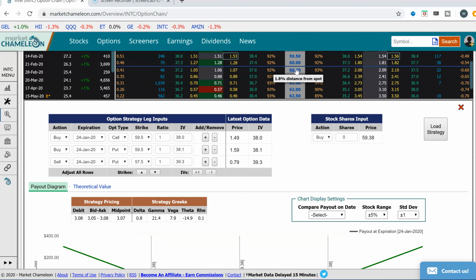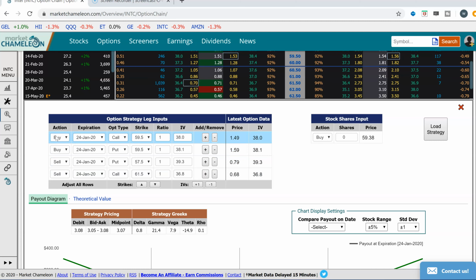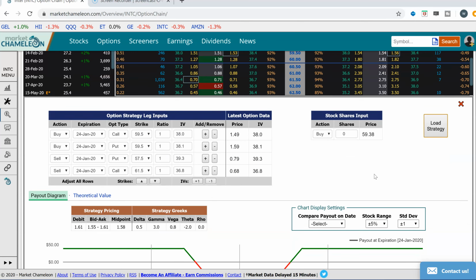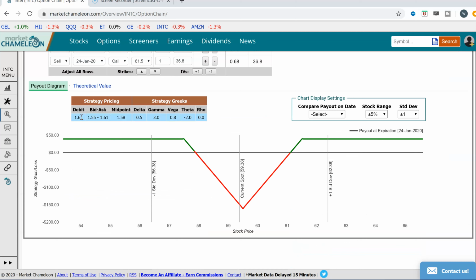And I'm going to do the same thing with the call. I'm going to go to the 61.5 call. I'm going to sell this call, bring in 70 cents. So you could see here, I'm buying the straddle, 59.5, buying the call, 59.5, buying the put, 59.5. Then I'm selling the wings. I'm selling the 57.5 put, selling the 61.5 call. So let's rerun it. So now here we have a debit of $1.61. It's going to cost us $1.61.